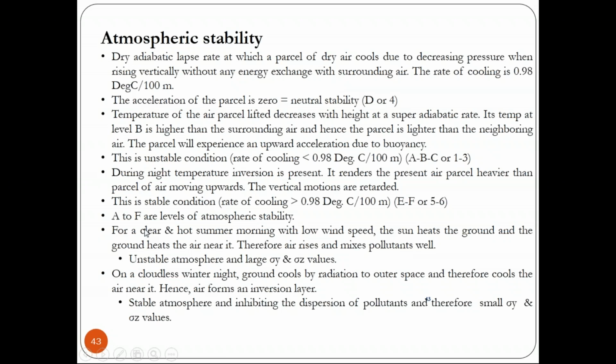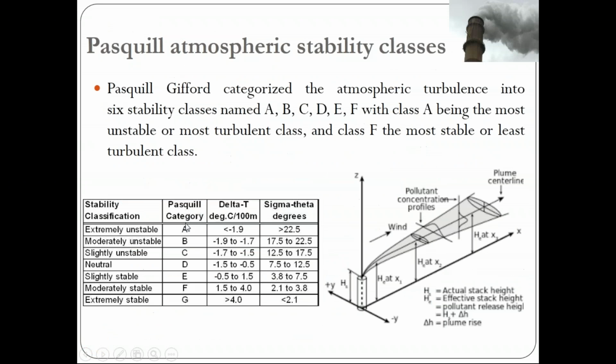Also here in this case you can see this is from unstable to stable condition. If you are going from A to G, then you can see they are going toward stability.